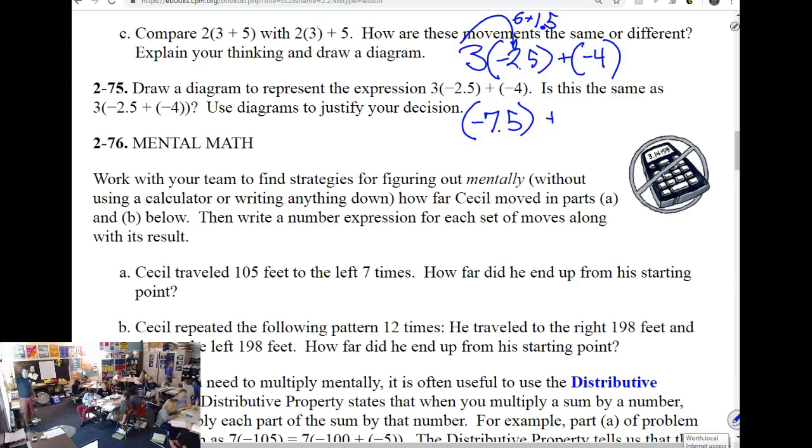So then we add the negative 4. And again, break it up. What's 7 and 4? 11. Then put your 0.5 back on.